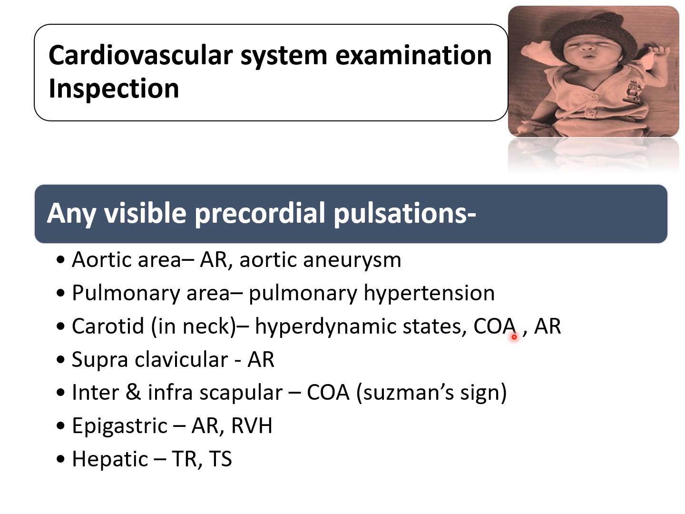In coarctation of aorta and AR, pulsation can be visible in the neck. In the supraclavicular area, seen in AR. In the interscapular and infrascapular area, seen in coarctation of aorta, Suzman sign. In the epigastric area, seen in AR and RVH. In the hepatic area, seen in TR and TS.